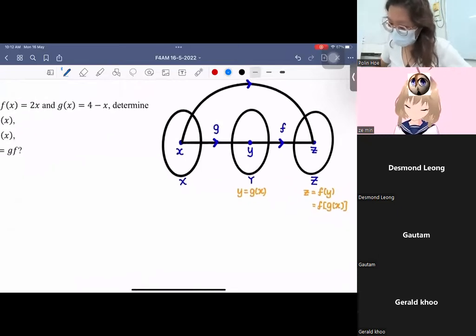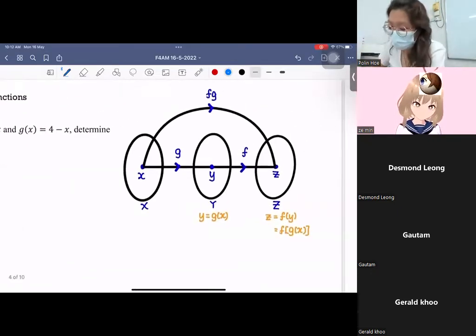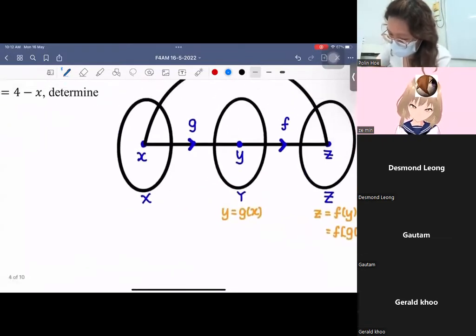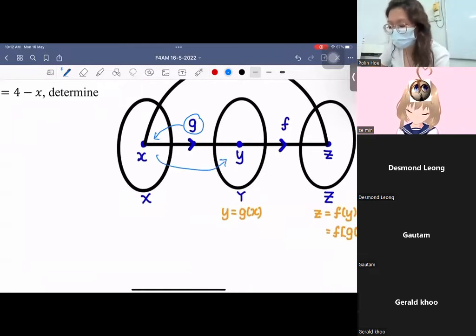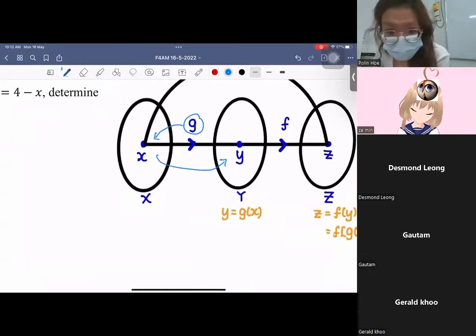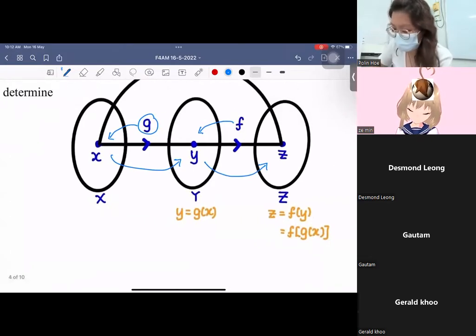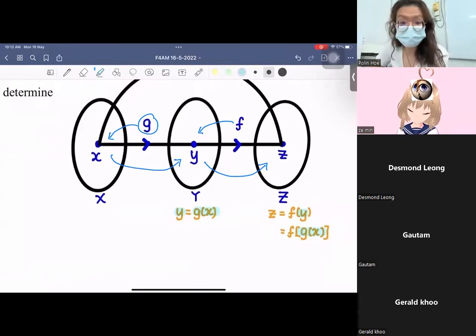For this part, look at my diagram. I want to explain to you what a composite function is through this diagram. g(x) will give me y. That's why I say y equals g(x). At the same time, f(y) will give me z. z equals f(y). Now, what is y? Oh, y equals g(x).